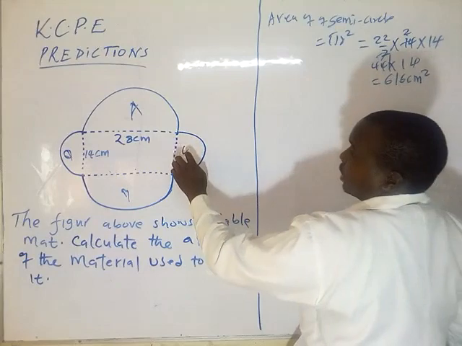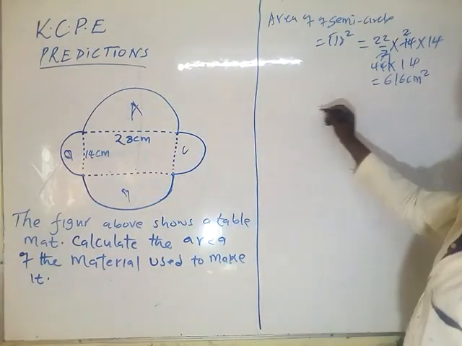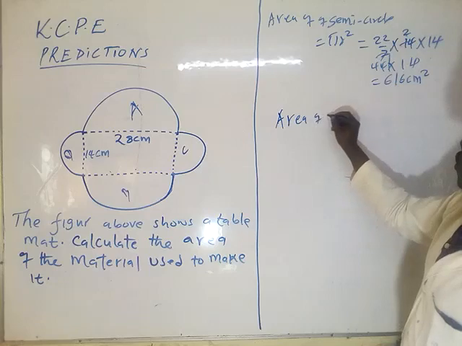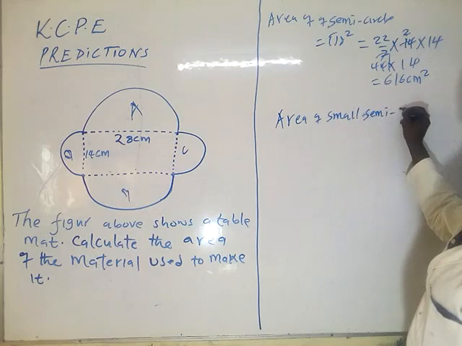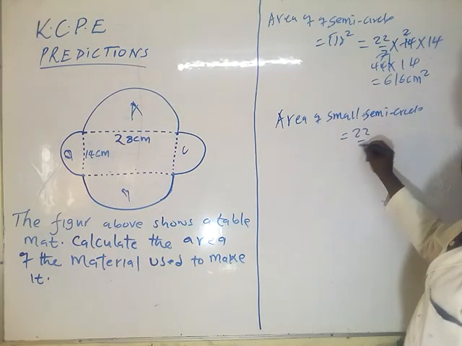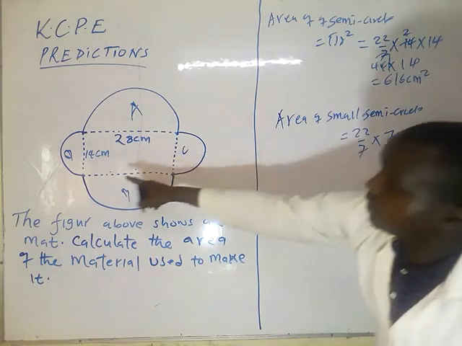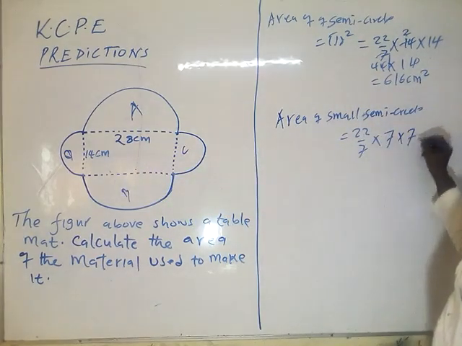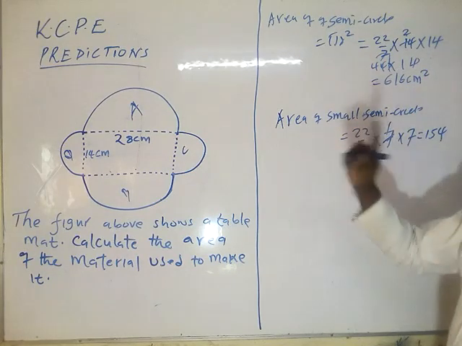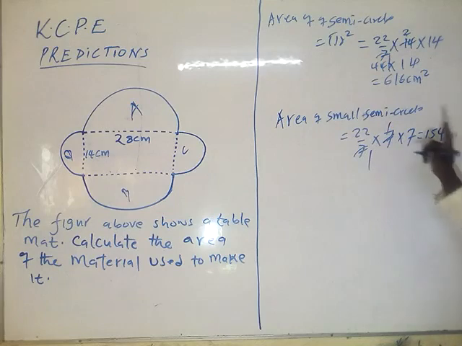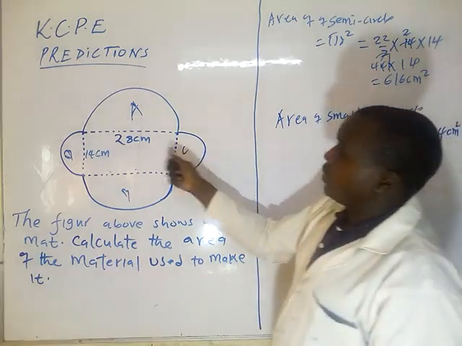Let me calculate the area of D and C. So the area of the small semicircle is equal to 22/7 times 7, because the diameter is 14, the radius is 7, times 7. So here 1, here 1. So we have 154. So one semicircle is a half, that is 7 times 7 times 2, which is 154 centimeters square. Now we have calculated the area of this and this and this and this.